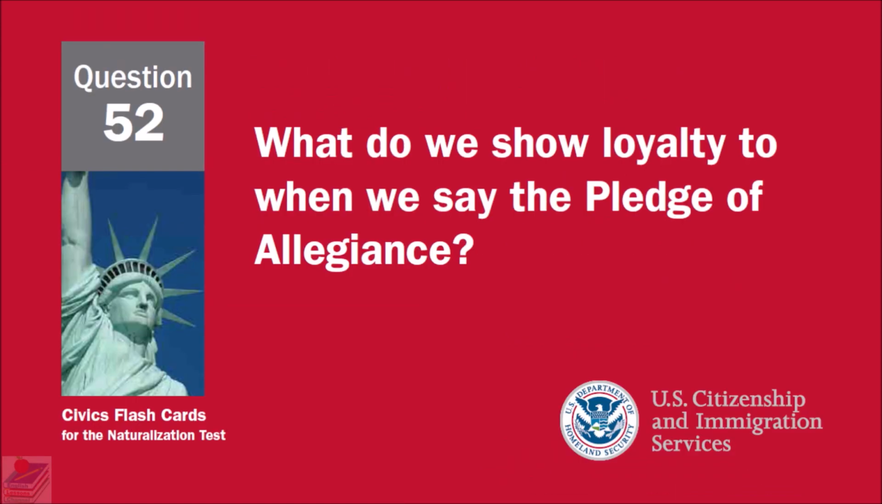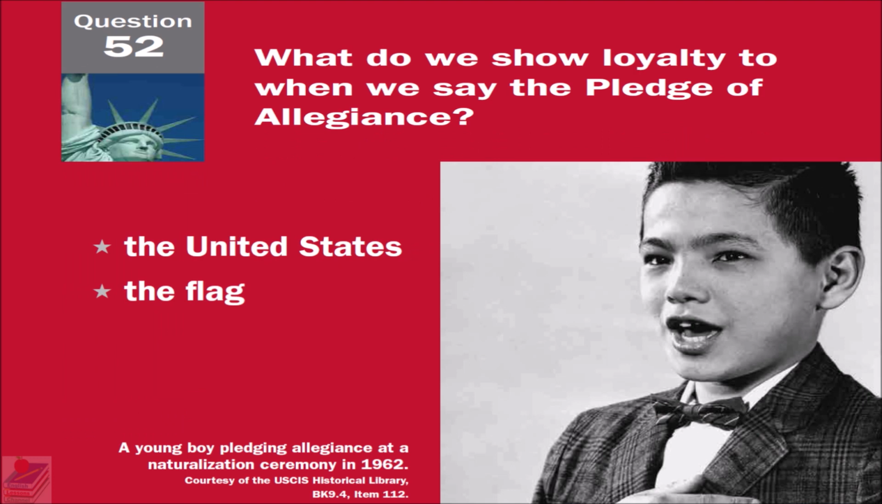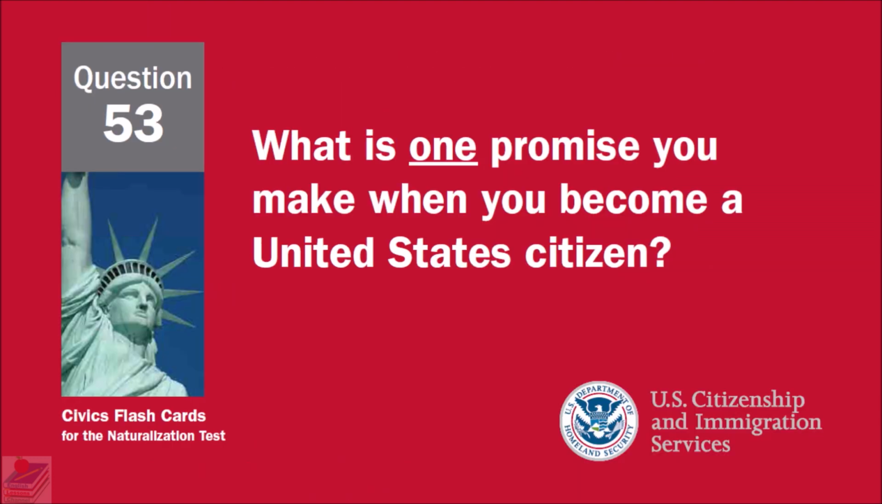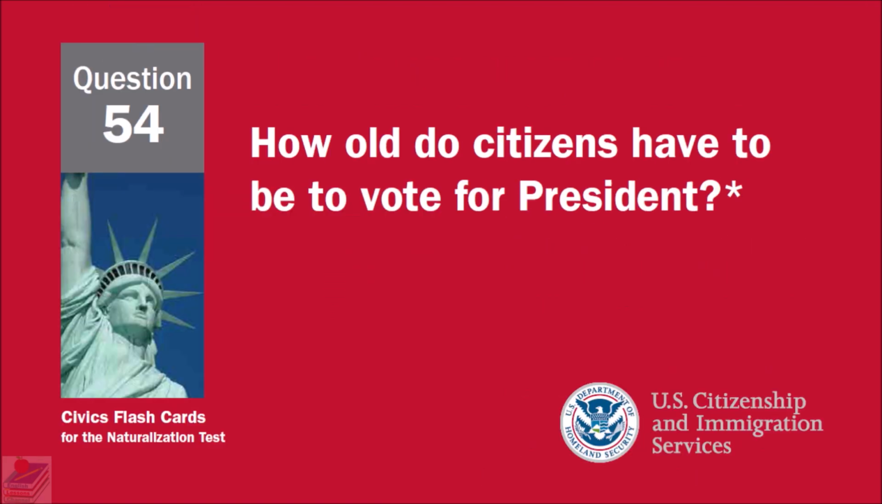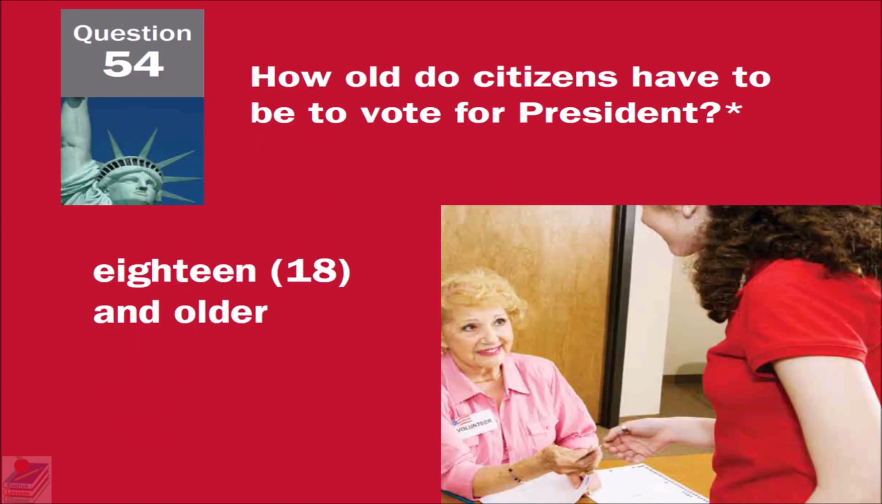What do we show loyalty to when we say the Pledge of Allegiance? The United States. The flag. What is one promise you make when you become a United States citizen? Give up loyalty to other countries. How old do citizens have to be to vote for president? 18 and older.